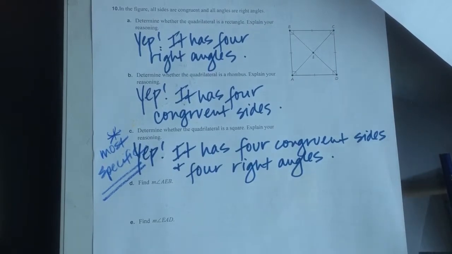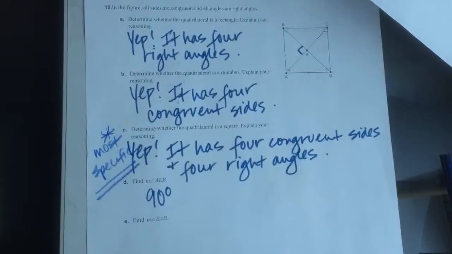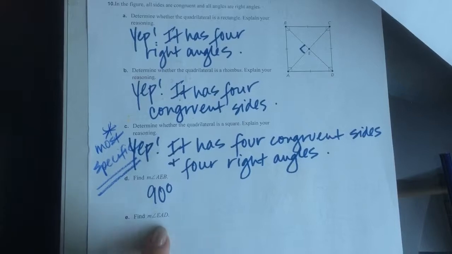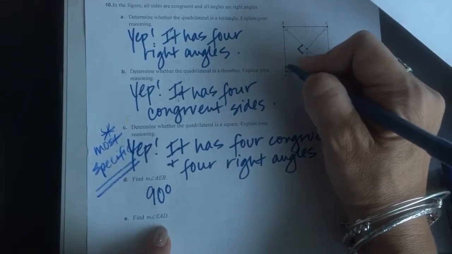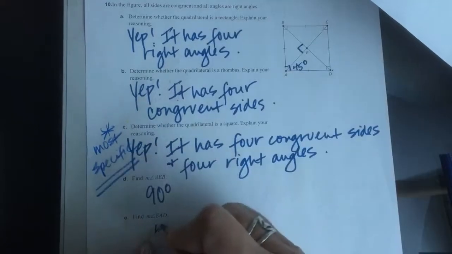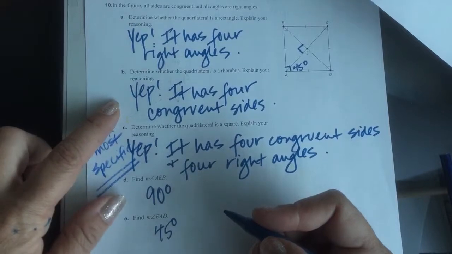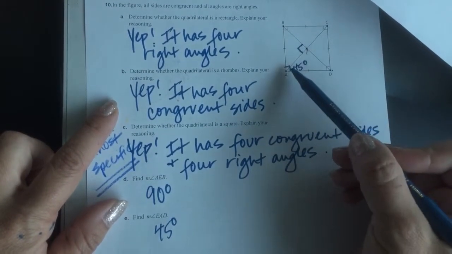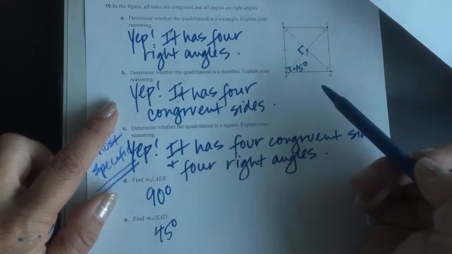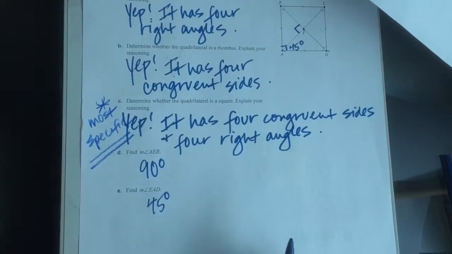Now, this next one says, find the measure of angle AEB. Well, since it's a rhombus, these are all right angles. And then find the measure of EAD. Since this is a rhombus, that right angle would be split in 2, so that would be 45 degrees. So, because we said it was a rhombus, we had those 2 rhombus theorems about the diagonals intersecting at 90 degrees and the diagonals bisecting each angle. So that's how I got these 2. Because it was a rhombus, it fit those couple theorems.